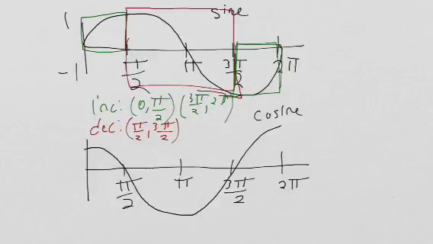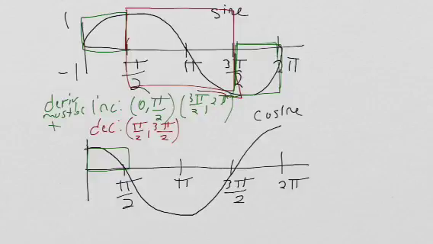And sine is increasing from 0 to pi over 2. So sine's derivative has to be positive up here. Okay, the derivative must be positive if the function is increasing. So because cosine is positive right here, then it fits the mold to be the perfect derivative for sine.